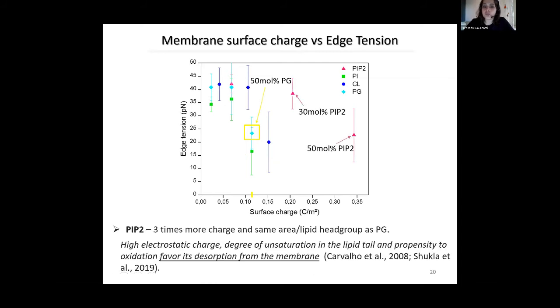As for PIP2, indeed, we were expecting a reduction in the pore edge tension for lower molar fractions of PIP2, since it has 3 times more charge and the same area per lipid head group. However, apparently several factors can favor the desorption of PIP2 from the membrane, and apparently what was happening is that this result here for membranes containing 50 mole% of PIP2 was related to a lower amount of PIP2 in the membrane.